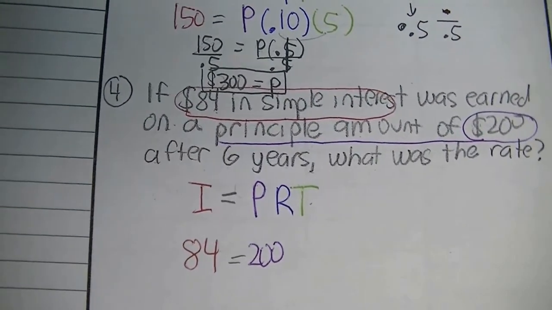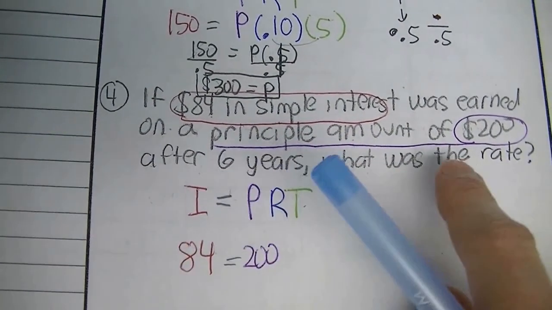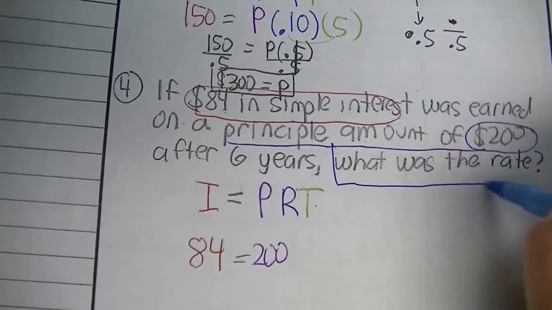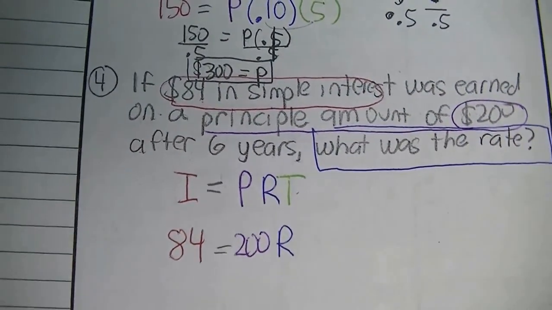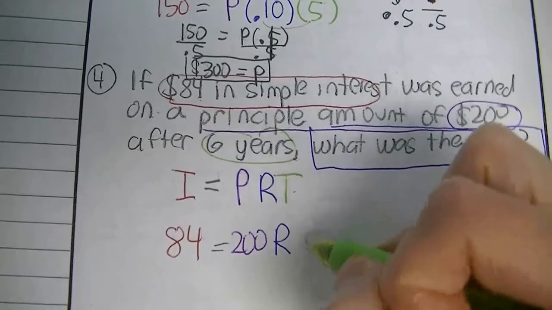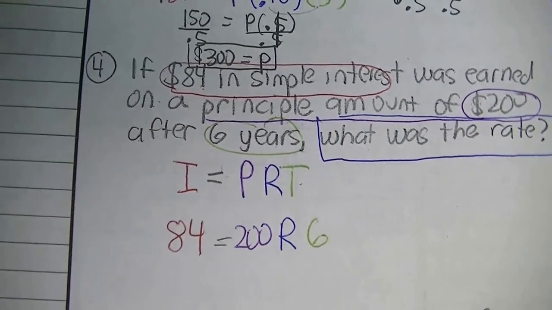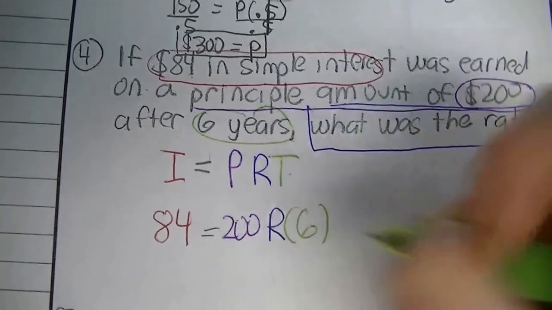Okay, do I have the rate? Oh, what was the rate? That's asking us the question. What's the rate? We don't know the rate, so we're going to keep it a variable. Then do we have the time in years? Yep, after 6 years. So I'm going to put a 6 there, okay? So this is all multiply, you know, they're all smushed together.